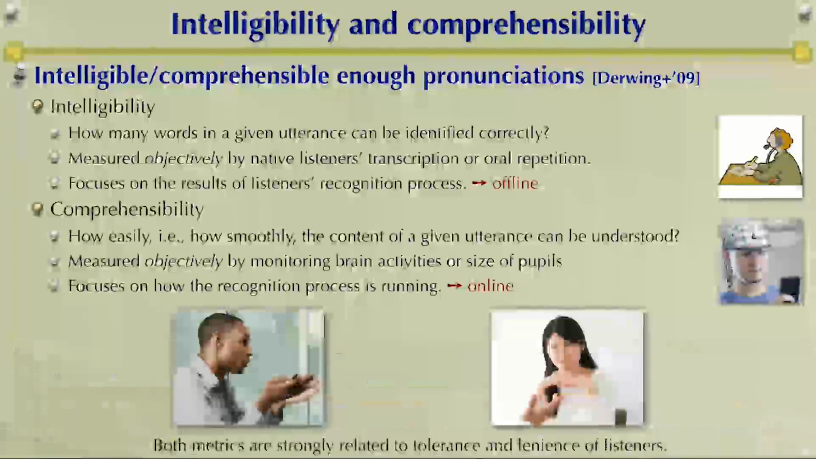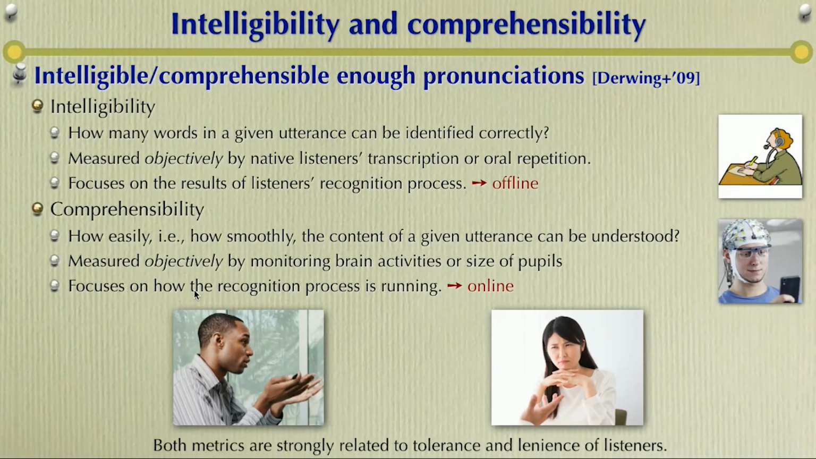Then we shifted from intelligibility to comprehensibility. They are similar but different. What is intelligibility? How many words in a given utterance can be identified correctly, measured objectively by native listeners' transcription or oral repetition. It focuses on the results of listeners' recognition process, a kind of offline measure.